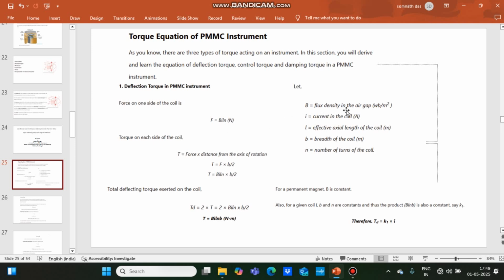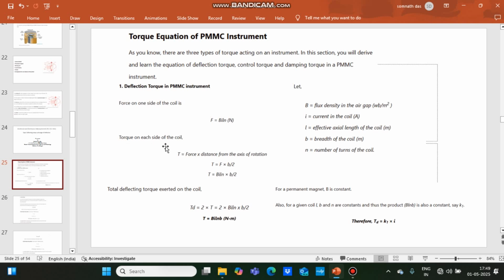Here B is the flux density in the air gap, I is the current in the coil in ampere, L is the effective axial length of the coil in meter, b is the breadth of the coil, N is the number of turns of the coil.